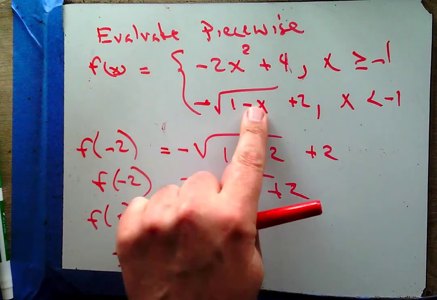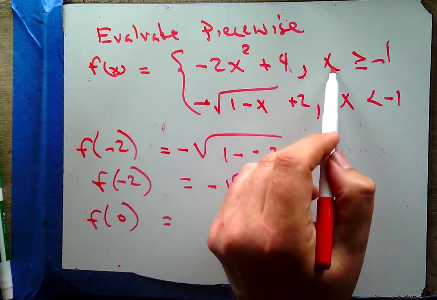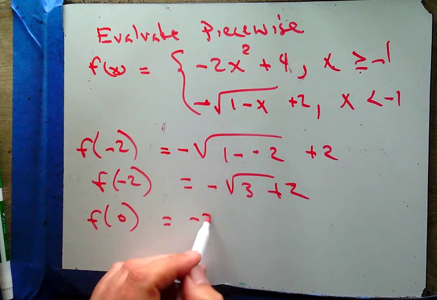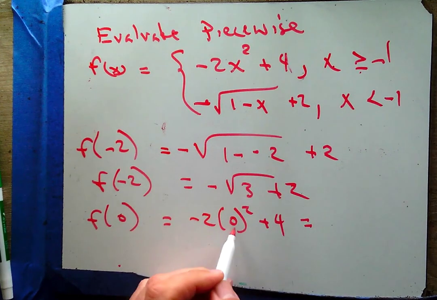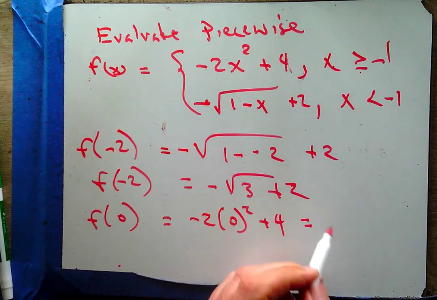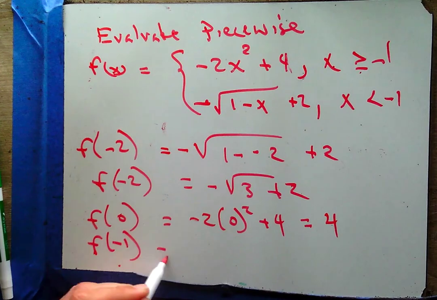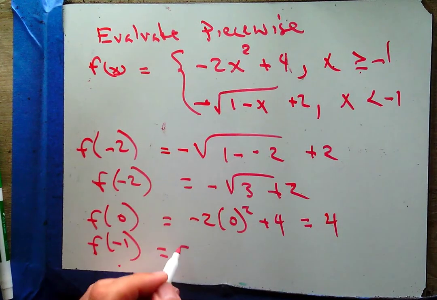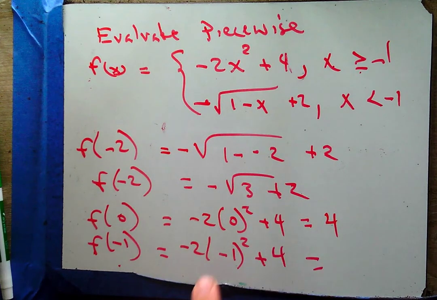Would you plug that into both of these? No. Why not? Right, because 0 is greater than or equal to negative 1, and so you can only plug in here. Negative 2 times 0 squared plus 4. Well, 0 squared is 0 times negative 2 is 0 plus 4 is 4. There you go. And f of negative 1, well, negative 1 equals negative 1. I use that piece. And so I end up with negative 2 plus 4, or 2.